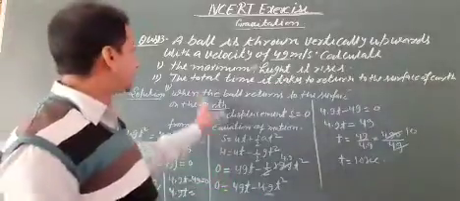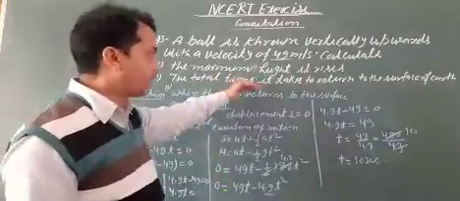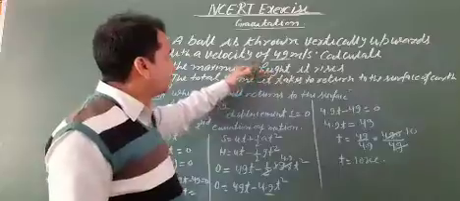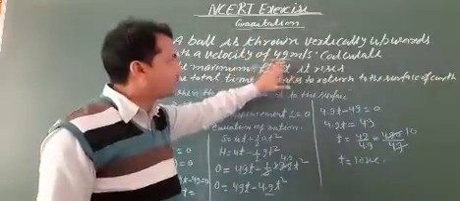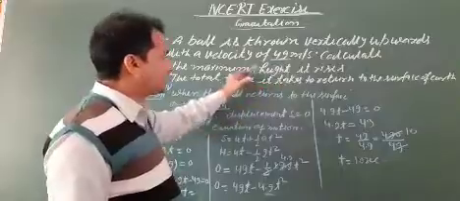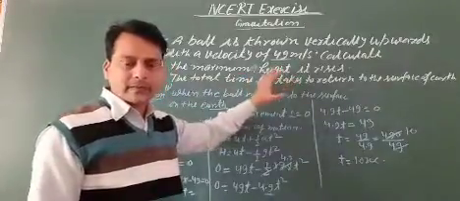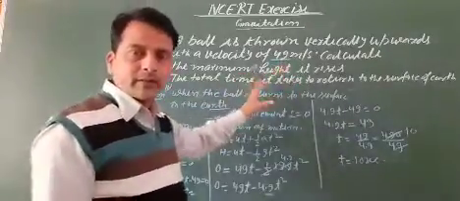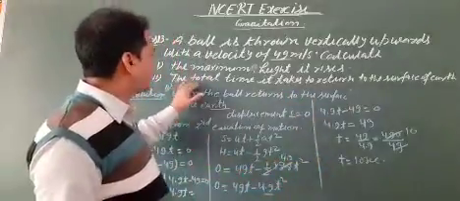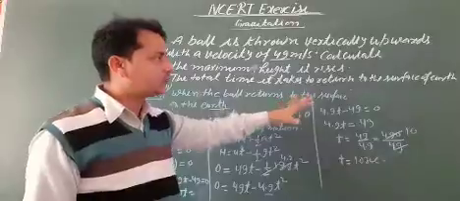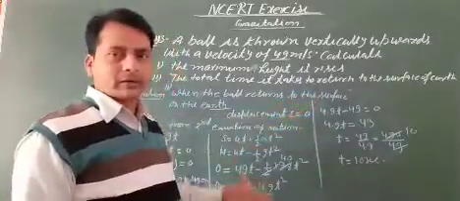So it is clear that the maximum height rises, with initial velocity given as 49 meter per second. So the maximum height that is 122.5 meter. Now next question, the total time it takes to return to the surface of the earth.